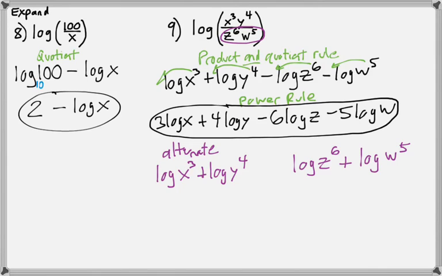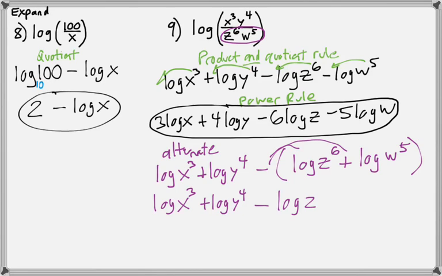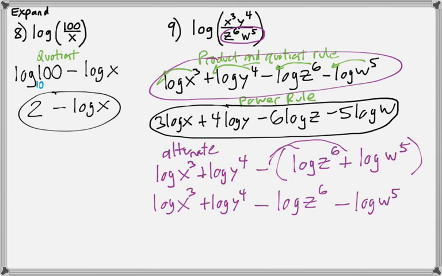However, because they're both on the denominator, then you would have to put a subtraction with a parentheses, and then that would get distributed to both of those. So then it would turn into log of x to the 3 plus log of y to the 4th minus log z to the 6th minus log w to the 5th. So you do get the same thing that we got here. It just takes 2 steps.